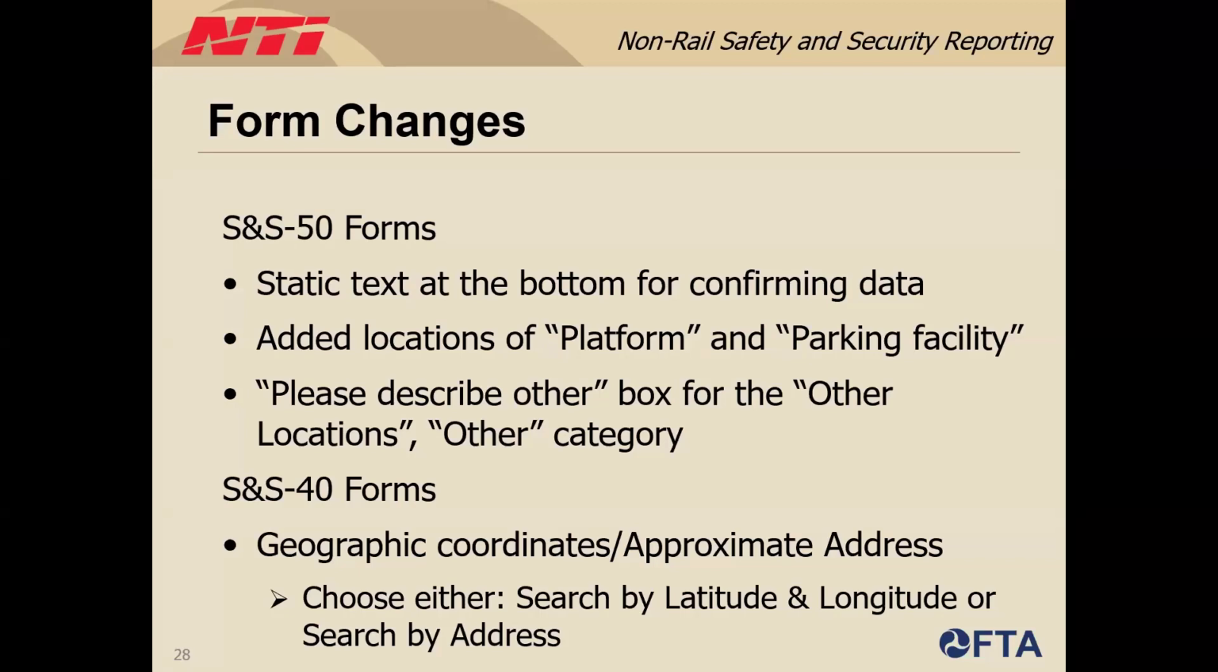For the other safety occurrences section, we added 2 new locations of platform and parking facility. And we also added a text for when the other location's other category is selected, so that you can report who this non-worker or non-patron/passenger is in that location. And on the SNS 40 forms, I'm sure most of you are already familiar with the new options to complete the geographic coordinates or the approximate address field.